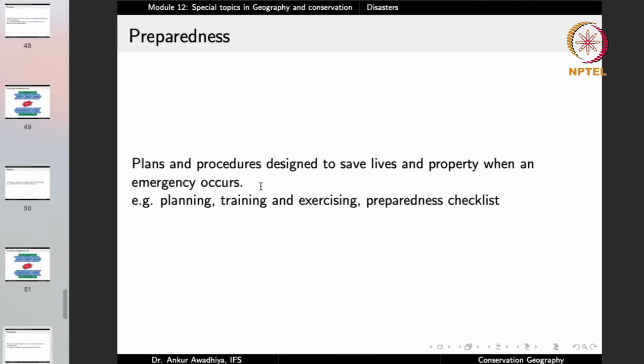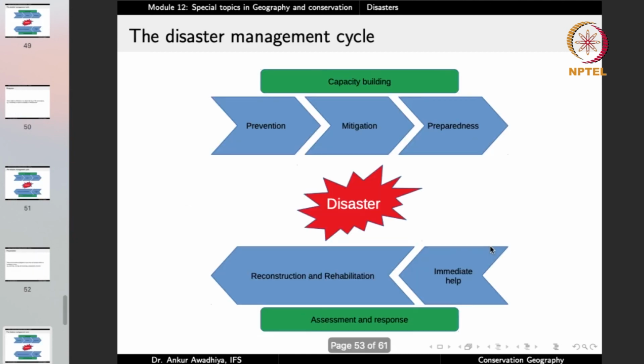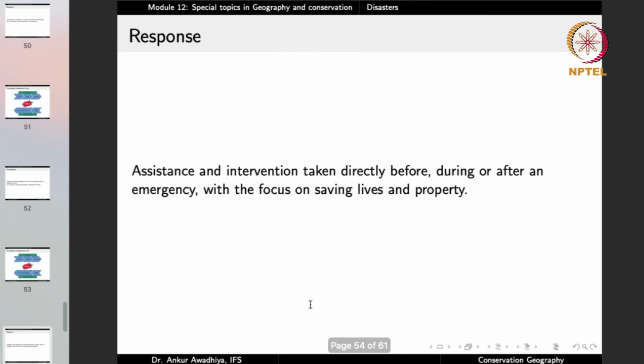Preparedness is plans and procedures designed to save lives and property when an emergency occurs. This includes making plans, training people, doing mock exercises, preparing checklists of the resources that we can make use of, and all these steps. So this is preparedness. Then once you have the disaster, you have to do an assessment and response.